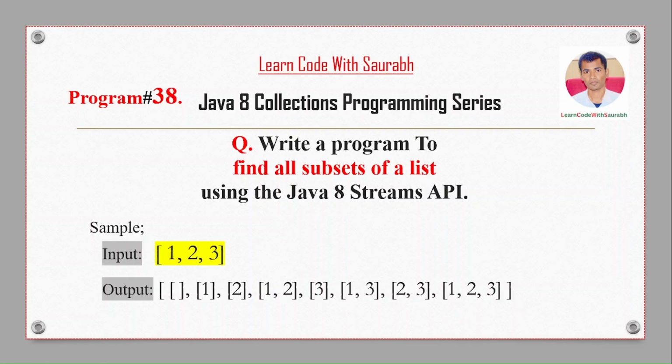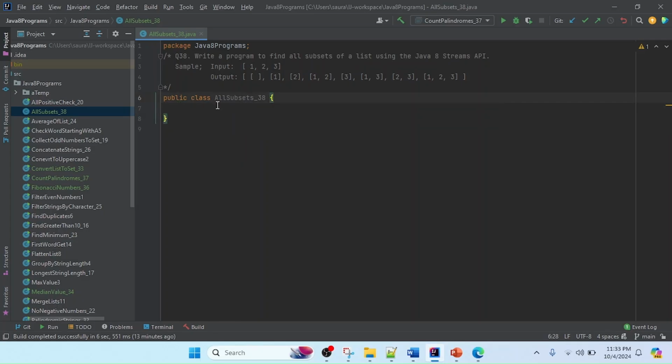So I will write the logic. I'm going to create a class. I opened IntelliJ and created a class here, AllSubsets, giving the program number. And I mentioned the question here with the sample input and sample output, you can see here. And now I'm just going to write the main method.